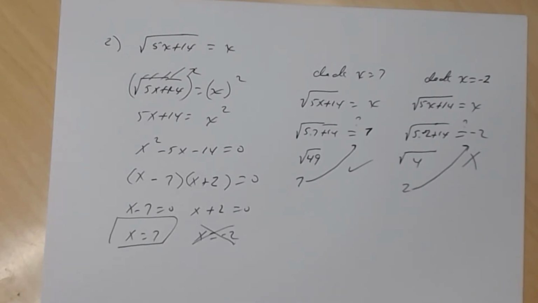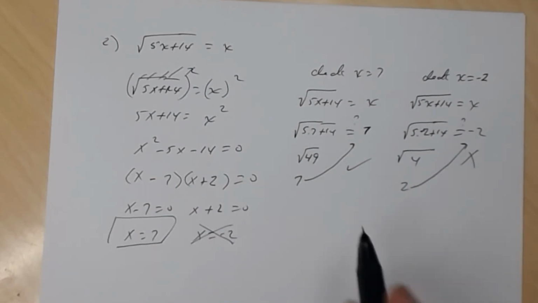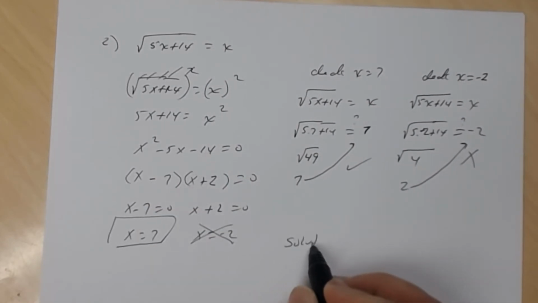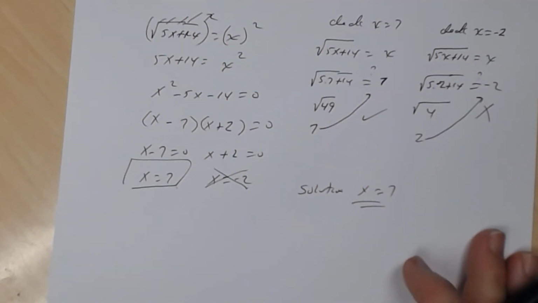That would be considered an extraneous solution and a false solution. So it's a solution to the quadratic, but it's not a solution to the original problem. So your answer is going to be this. So x equals 7. That's the only solution.